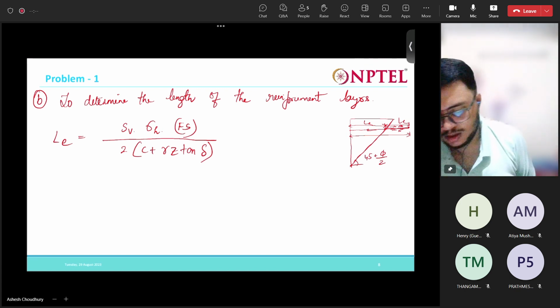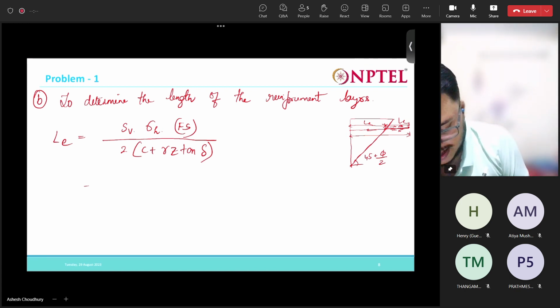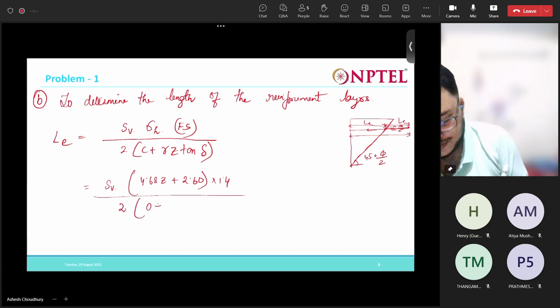So SV times sigma h, if you remember, into 1.4, c is 0, 18 into z, 1024.